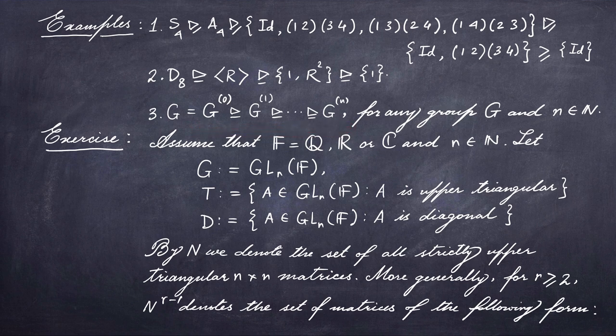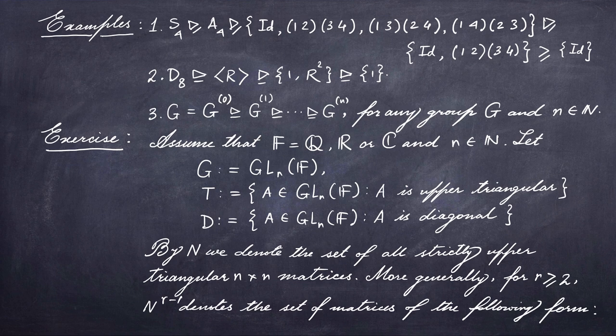The following exercise gives us a normal tower in the general linear group, using invertible upper triangular matrices. Let F be the field of rationals, reals or complex numbers, and n a natural number. Let G be the general linear group, that is, the group of all invertible n by n matrices with entries from F. Then we consider the subgroup of all invertible upper triangular matrices, and furthermore the further subgroup of all invertible diagonal matrices.